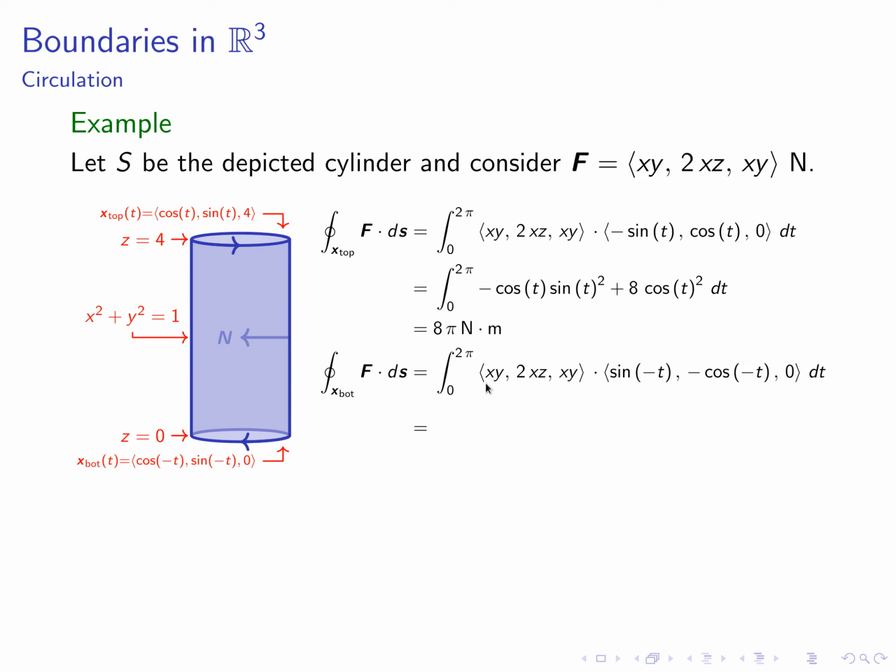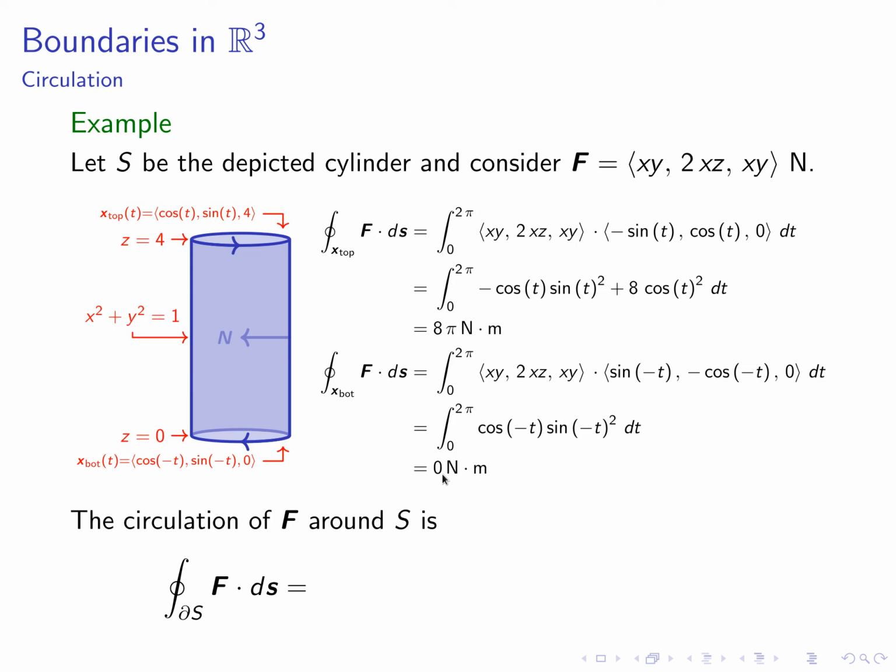And now we're replacing all of the x's with cosine of negative t, all of the y's with sine of negative t, and all of the z's with 0. So when we make those substitutions and take our dot product, we end up with cosine of negative t times sine of negative t quantity squared. Here we can do a simple u substitution, and we find that the integral is equal to 0.